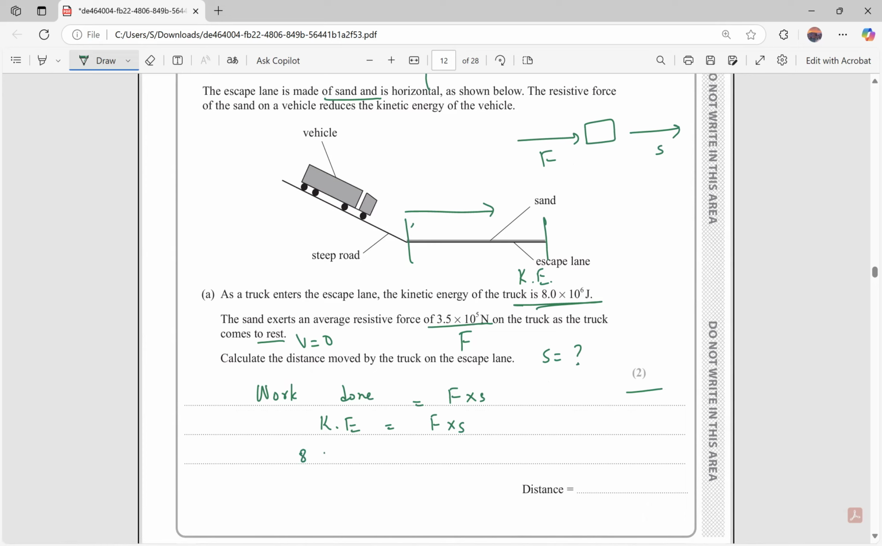So now let's just substitute the values. So distance would be 8 times 10 to the power 6 divided by 3.5 times 10 to the power 5. So distance is 22.8 meters. We can write that because the question is using two significant figures. 8.0 is two significant figures. 3.5 is two significant figures. So we write it. It's equal to 23 meters.